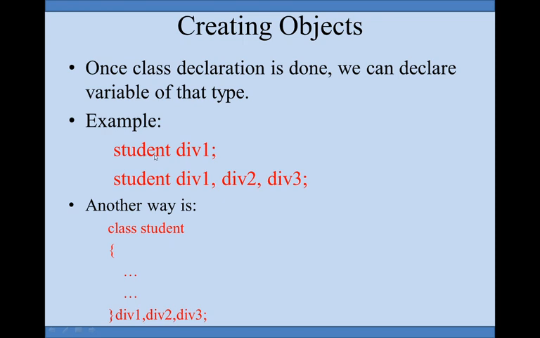So student is the name of a class and division 1, division 2 and division 3 are called objects. This is one way of creating the object, and another way is given here. We can write class student, then the starting curly bracket, some declarations and the ending curly bracket, where I can write the names of the objects division 1, division 2, division 3 and a semicolon. So this is the second way. There are these two ways by which you can create objects.